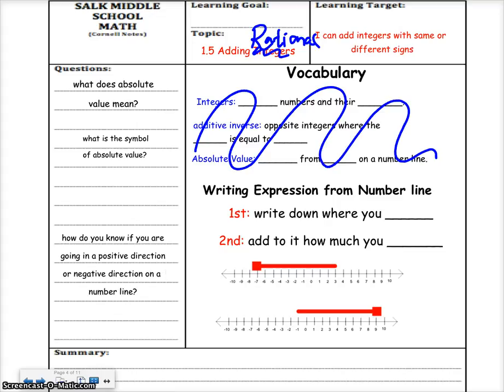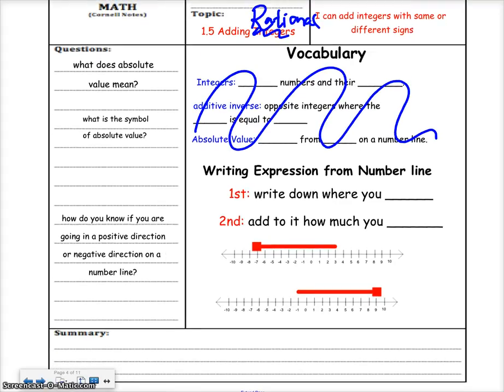Okay, so the first objective when you're dealing with adding rational numbers, you need to know how it may be presented to you on a number line. So the first thing that you do if they're given a number line, you want to write down where you started. Write down the integer that you started at, and then add to it how much you moved.